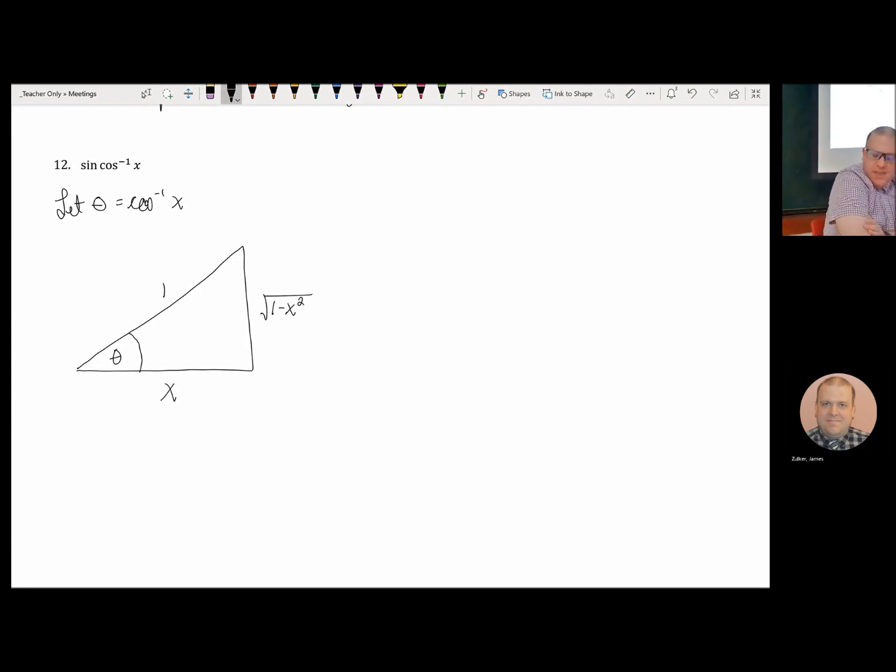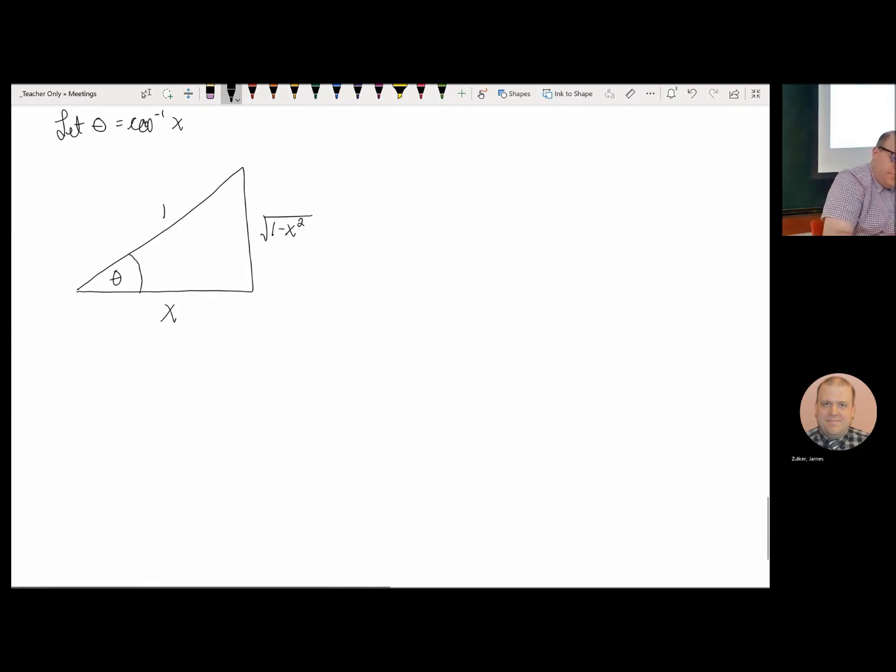How would you define sine of theta? It's just root 1 minus x squared. Is that guaranteed to always be positive? Yes, because the square root is always positive. When you take the square root of a value, it always gives you a positive.